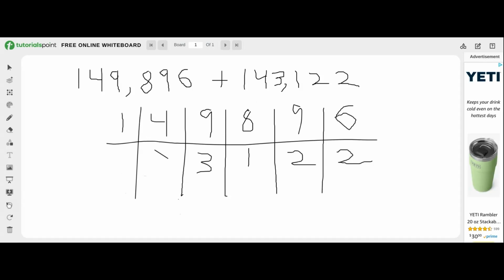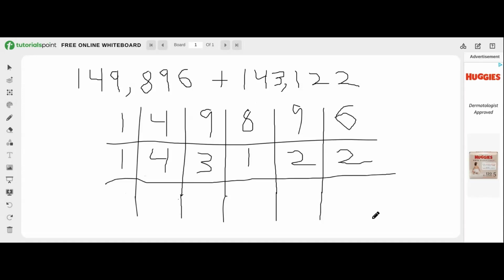Same deal. Let me erase this. Sorry. Put our 4. Then we go over to the 100,000s. We put our 1. So now we have 143,122 displayed. Then I'm going to draw another line, so that way the students know that they're about to do some adding here. And this bottom row is going to be where their answer is.